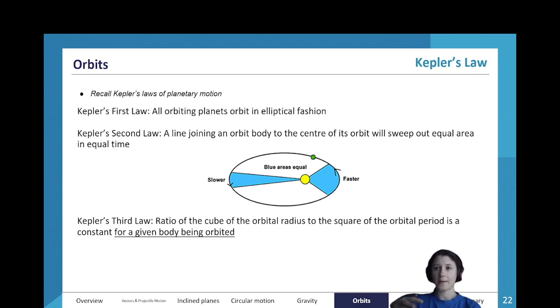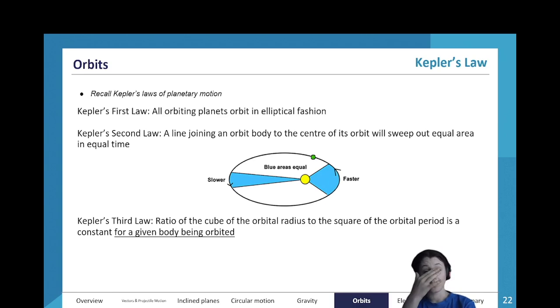So all Kepler's second law really tells us is that a planet will move faster the closer it is to the object it's orbiting. When this green planet is closer to the sun, it's going to go faster. When it's further away, it's going to go slower. So, a line joining an orbiting body to the center of its orbit will sweep out an equal area in equal time.